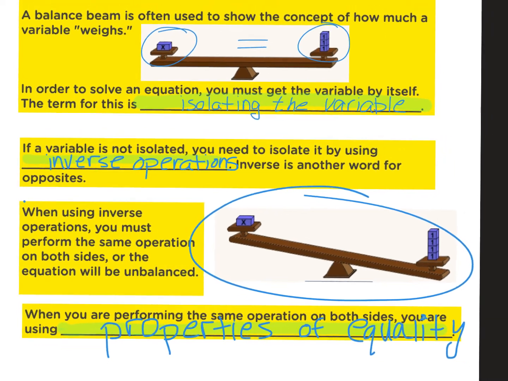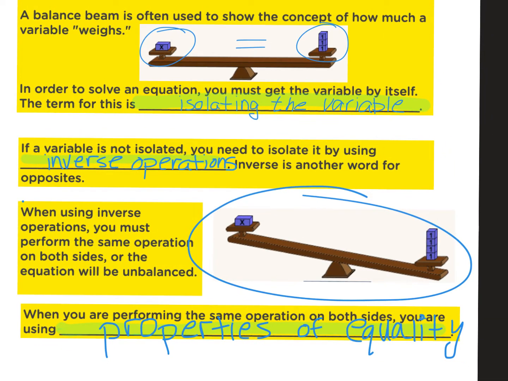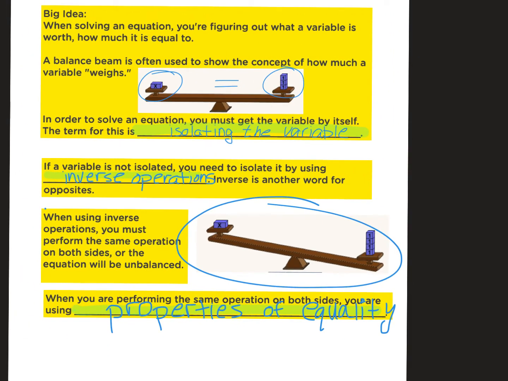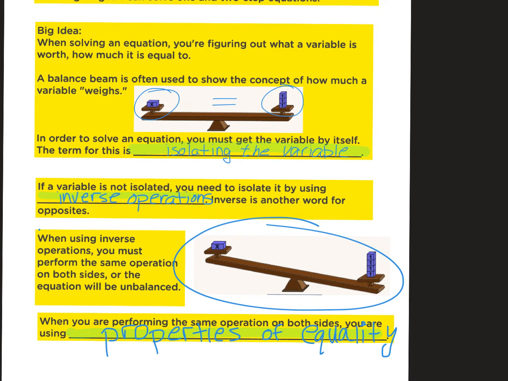So, 3 big ideas. You're getting the variable by itself. That's called isolating. You get it isolated by using inverse operations, using opposites. And what you do to one side, you have to do to the other. Otherwise, your equation is jacked up. And we call those properties of equality. So these are the terms. Now let's look at some examples and put that in action.